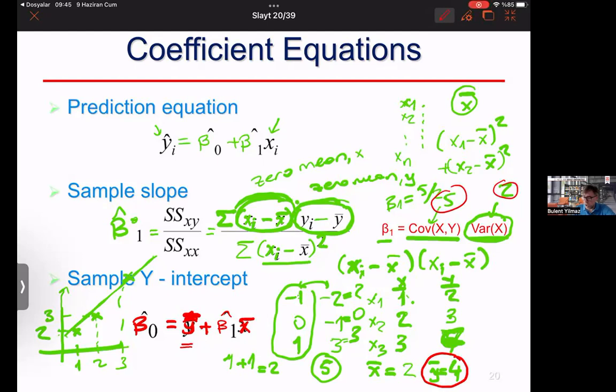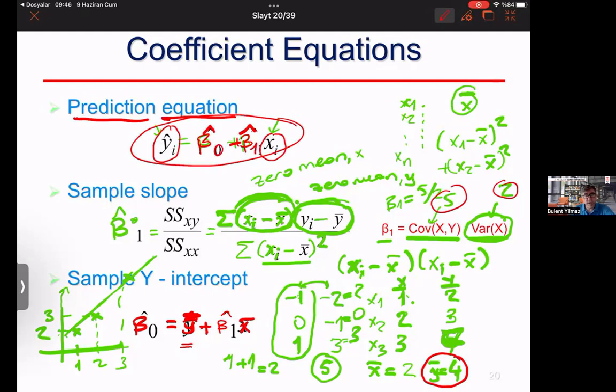What was my goal? I was trying to find out the prediction equation, and I was trying to find out beta 0 and beta 1. This will be my prediction equation. If I put any x, I will be able to find out the predicted value for y. And then beta 0 and beta 1 will be something that I need to find out. How do I find beta 0 and beta 1? Using these values, covariance divided by variance, and sample y-intercept is going to be like this, okay?